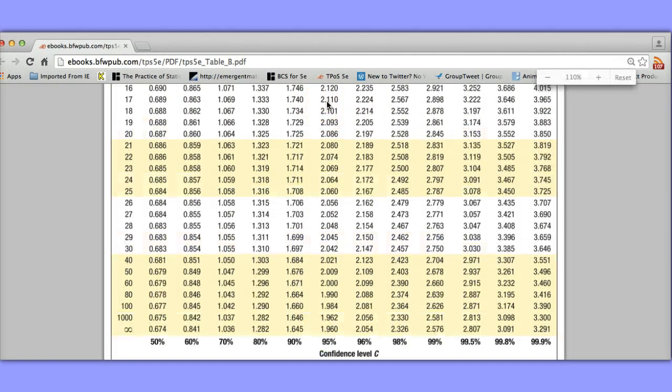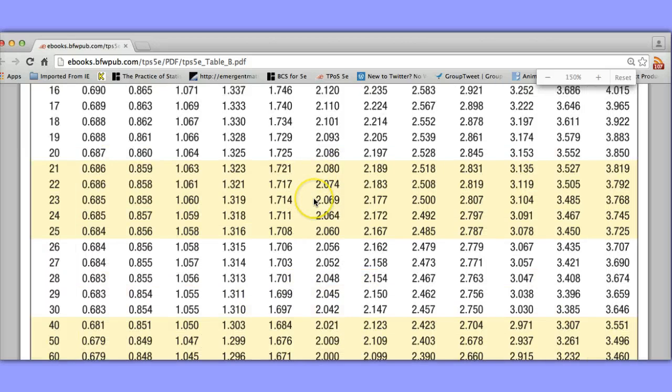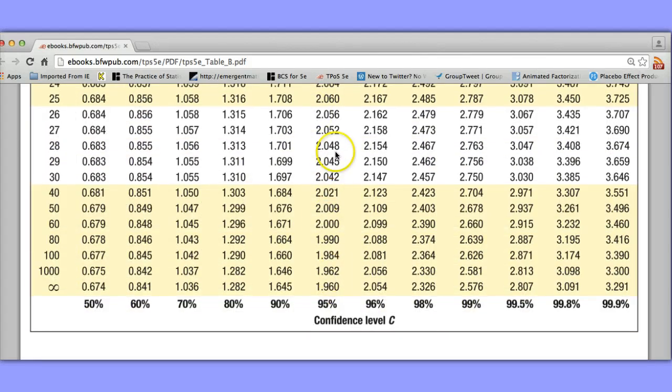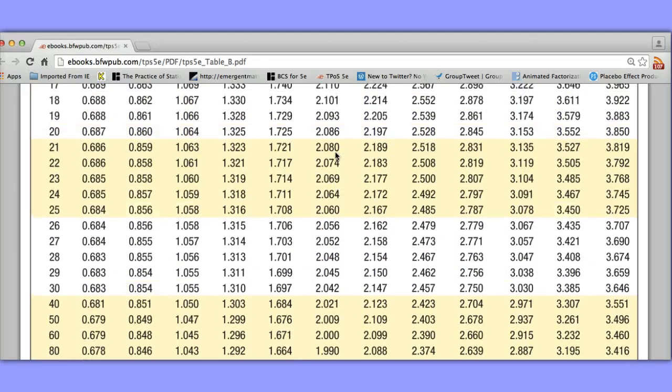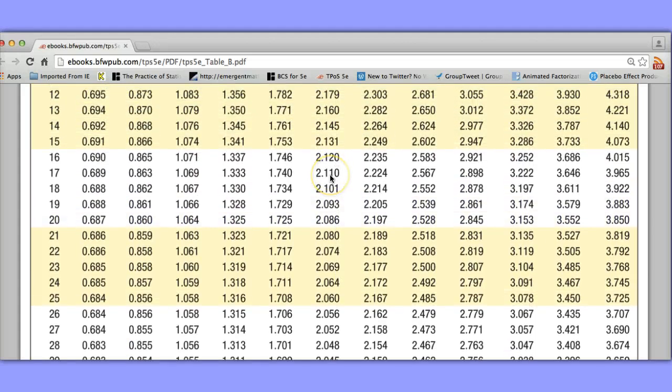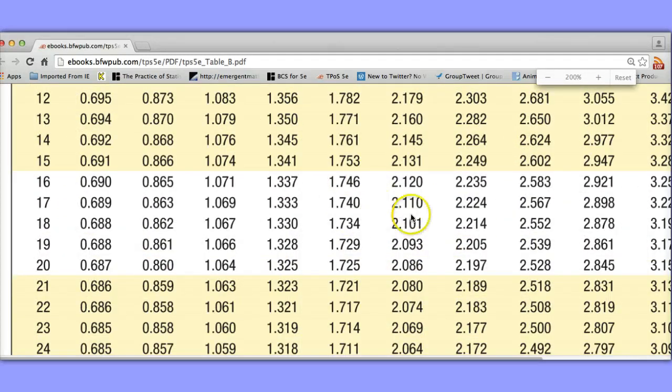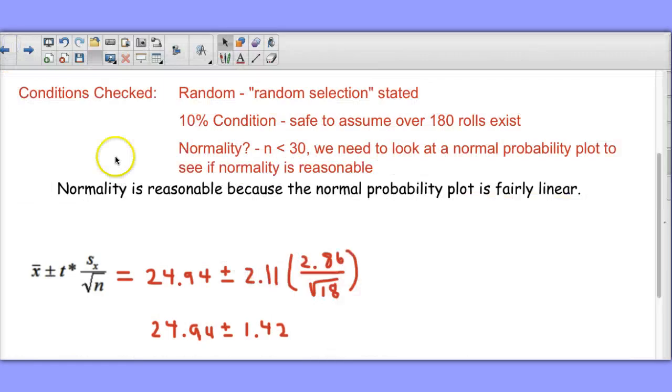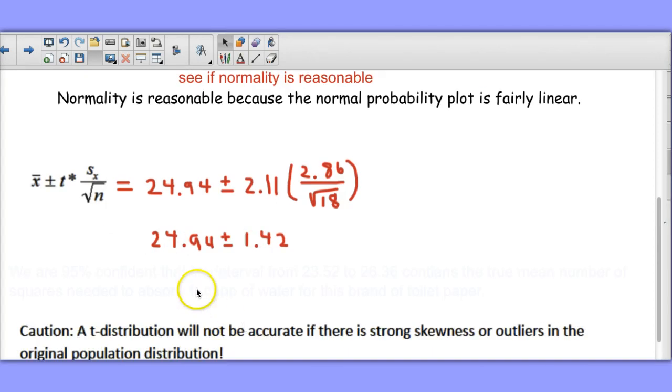And I know that was a little hard to see. Let me make that larger. 95% confidence, 17 degrees of freedom is right here, 2.11. All right, so here's our confidence interval stated as the sample statistic plus or minus our margin of error. And we're now going to interpret this confidence interval.